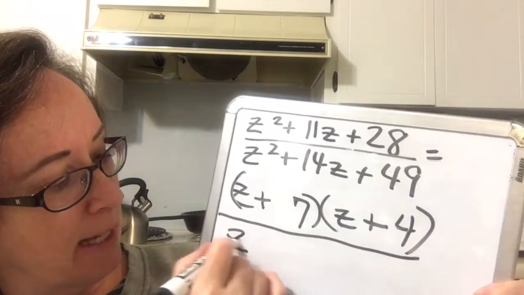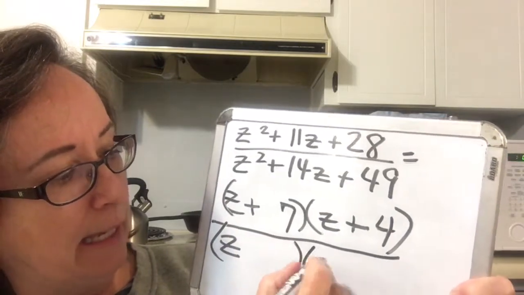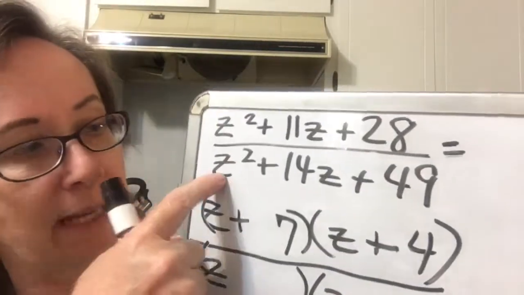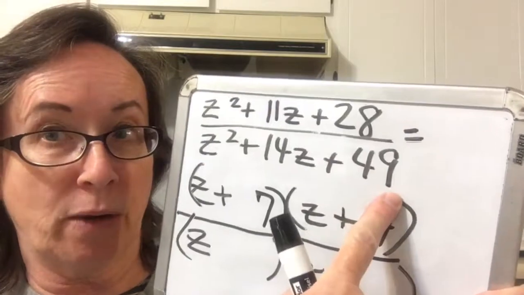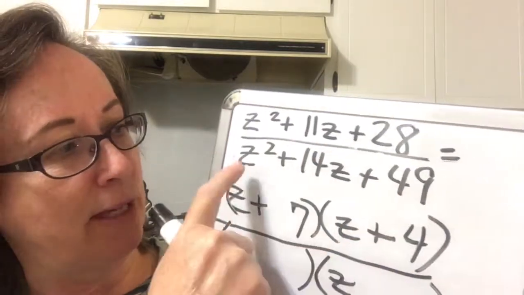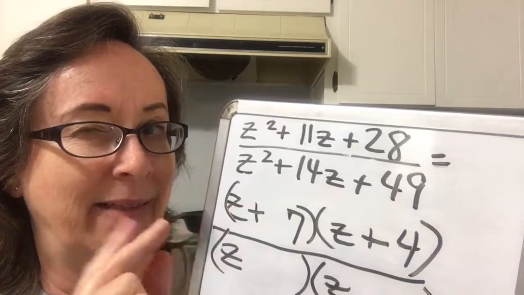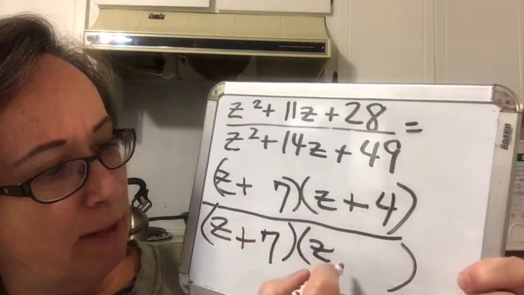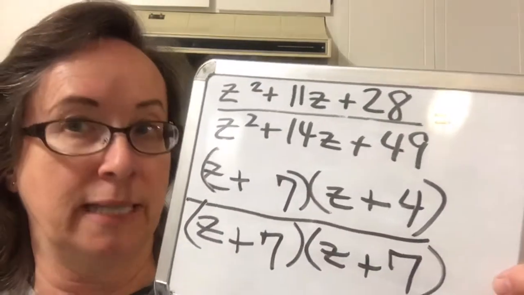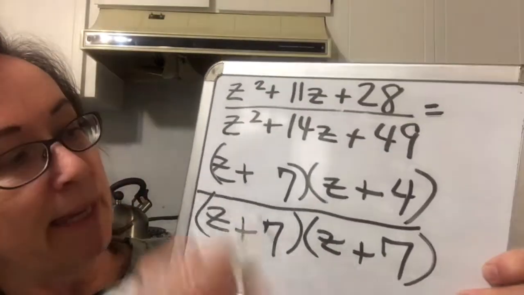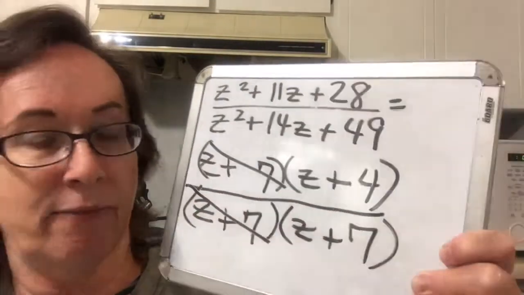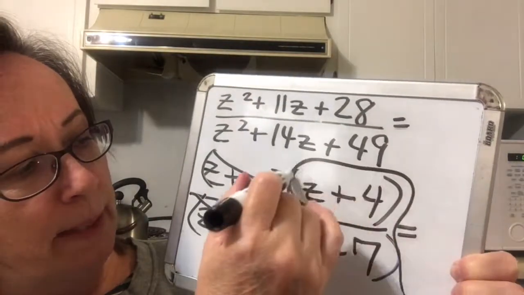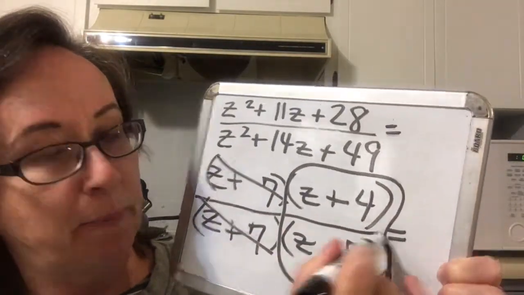And then on the bottom, I've got z squared plus 14z plus 49. My first inclination would be to say, is that a perfect square trinomial? Because I have a perfect square on the front, I have a perfect square on the back, and if I take 7 and z, and I multiply them, and then I double them, I do get 14z. So I'm going to have z plus 7 squared. Now my z plus 7 and my z plus 7 will cancel, leaving me with the final answer being z plus 4 over z plus 7.